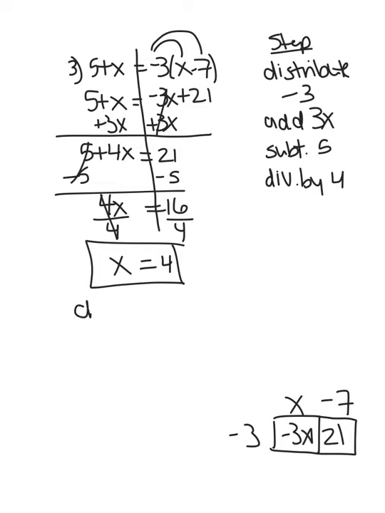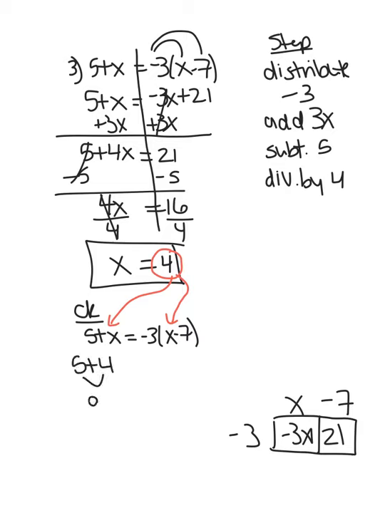our answer. So the check for this problem says we're going to take 5 plus x equals negative 3 times x minus 7. It's helpful to write that problem down. That's where we're going to be doing our check. We're going to take the x is 4, and plug in for this x, and then do the same thing and plug in for this x on the other side. So I have 5 plus 4, which is 9. There's my 1. Check done.